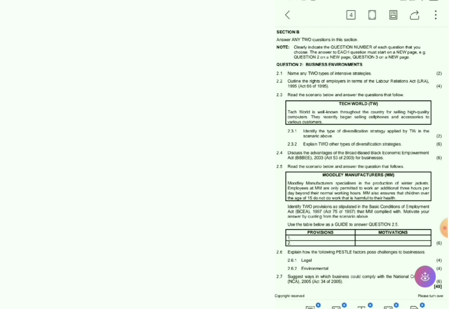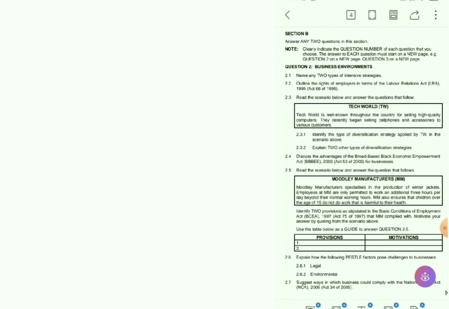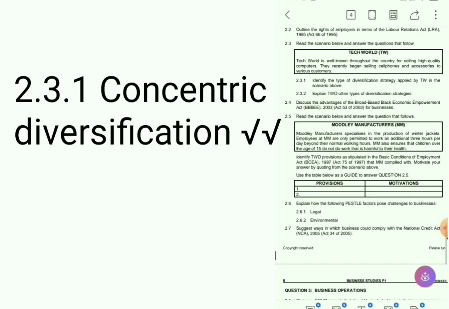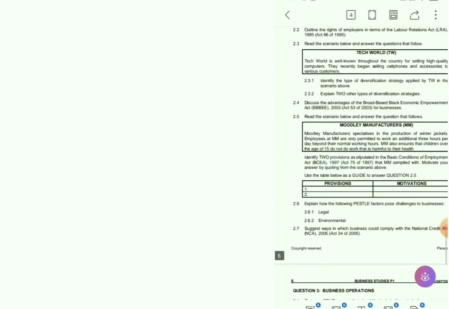What is it? Identify the type of diversification strategy applied by TW in the scenario above. Tech is well known throughout the country for selling high quality computers. They recently began selling cell phones. Yeah, it's concentric diversification. That's it. 2.3.2 explain two other types of diversification strategies. This one. Two other types of diversification strategies.